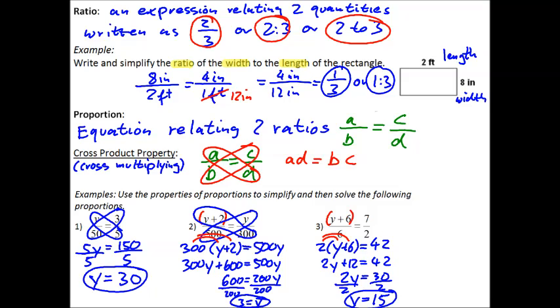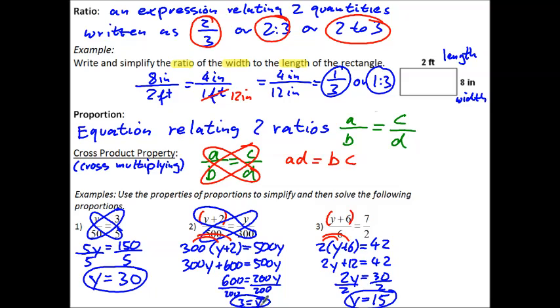Hopefully you have arrived at the same answers. In our first example, we get 5y is equal to 150. Divide both sides by 5, and y is equal to 30. In our second example, we start off with 300 times the quantity y plus 2 is equal to 500y. Distribute the 300, we get 300y plus 600 is equal to 500y. Now we subtract 300y from both sides, and we get 600 is equal to 200y. Divide both sides of the equation by 200, and we get 3 is equal to y.